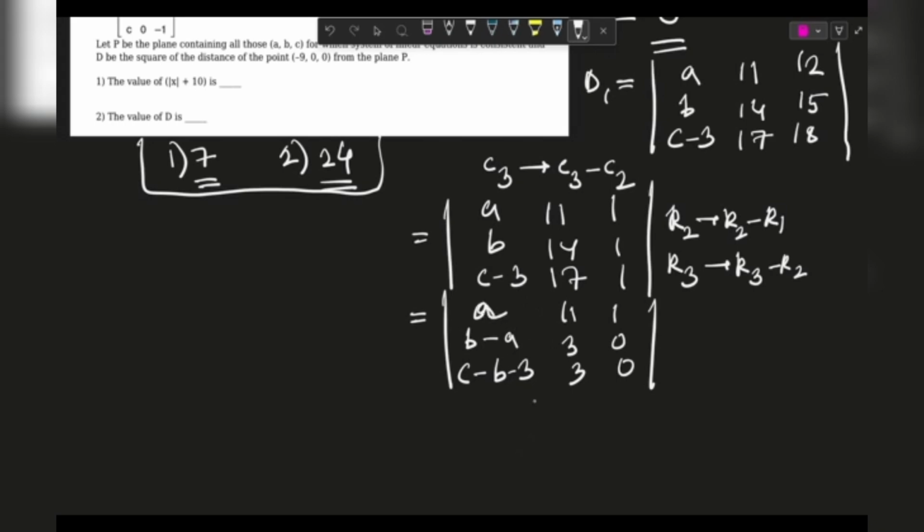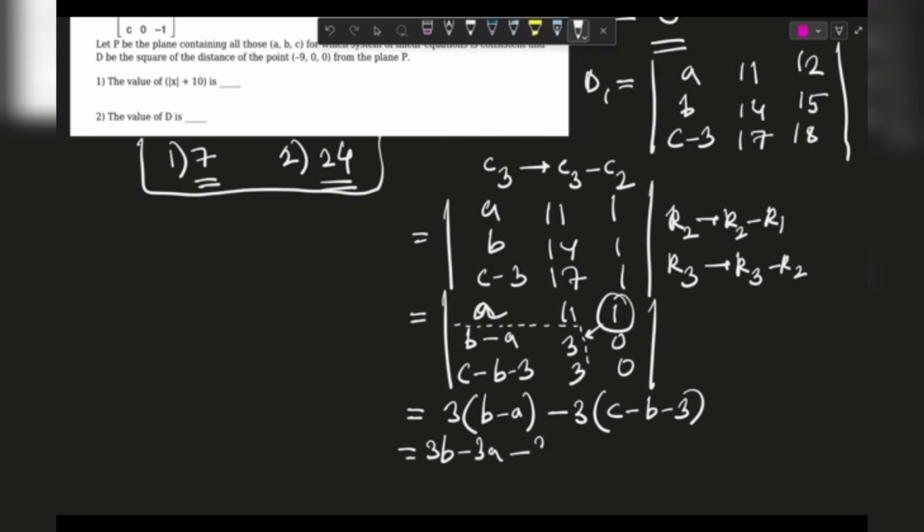Now we can pretty easily manipulate this. Open the determinant up. 0, 0, we will not take those terms, only the term for 1. So 1 into this thing: 3 times B minus A minus 3 times C minus B minus 3. So 3B minus 3A minus 3C plus 3B, and plus 3 3s are 9. If we take the 3 common out, because 3 is present in all, this will become 2B minus A minus C plus 3.